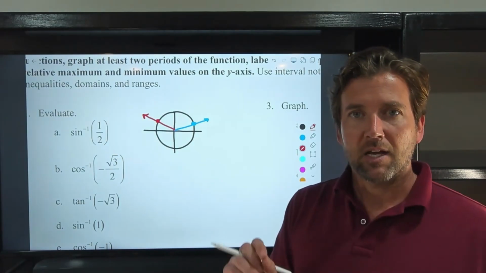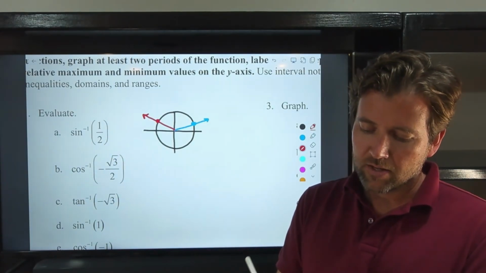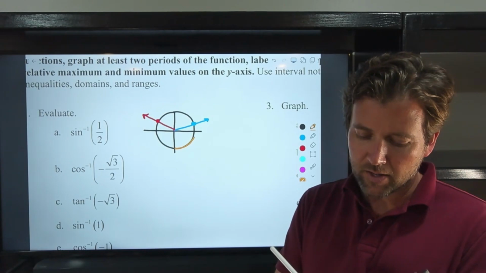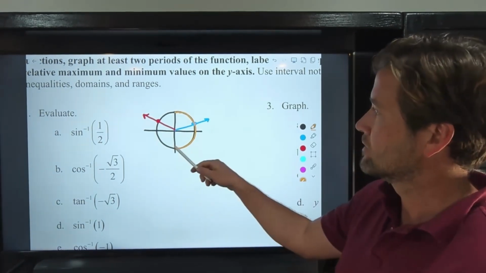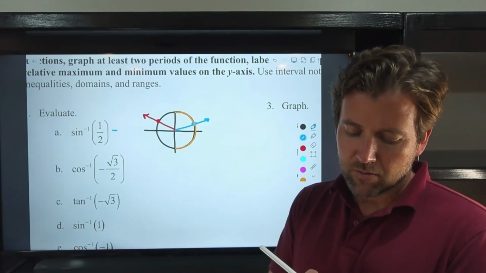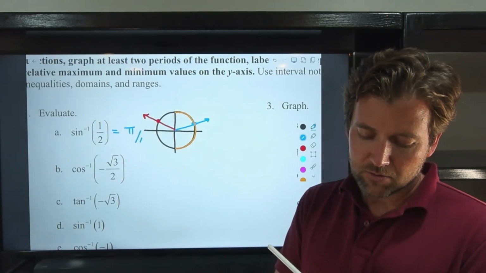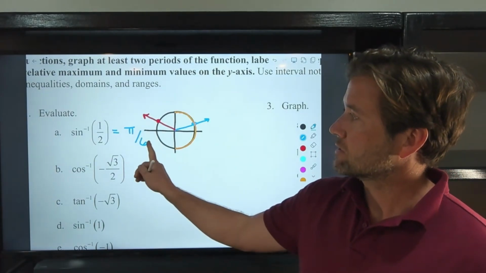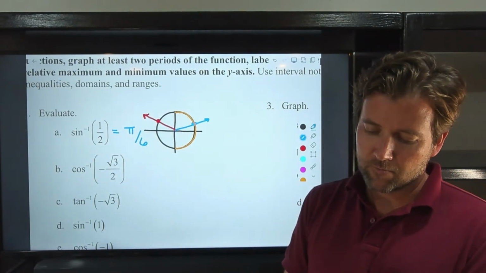Now arc sine must output an angle in between and including negative pi over 2 to positive pi over 2. So our answer will be pi over 6. That's that angle in blue. The sine of pi over 6 is 1/2.